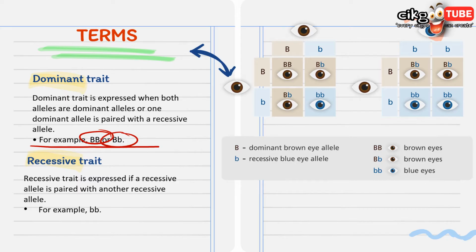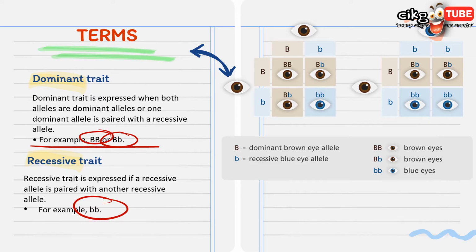Okay, so hence there will be more people with the dominant trait of a particular characteristic. Recessive trait is only expressed and displayed when there is only recessive allele present. There is no dominant allele to suppress its expression. So the genotype can only be homozygous recessive, when both alleles are recessive. So a recessive trait is always homozygous recessive. As such, there will be fewer people with a recessive trait of a particular characteristic.